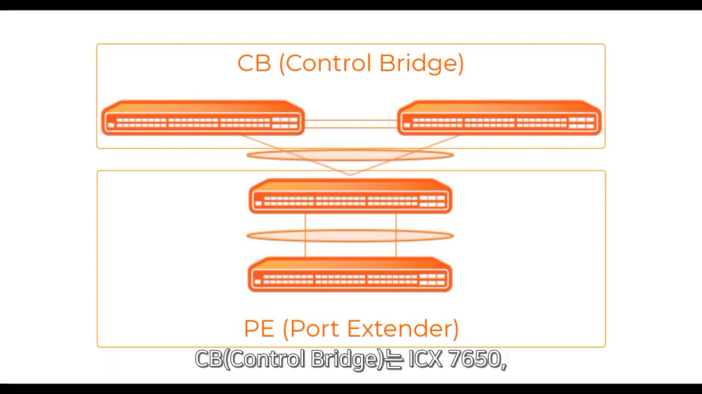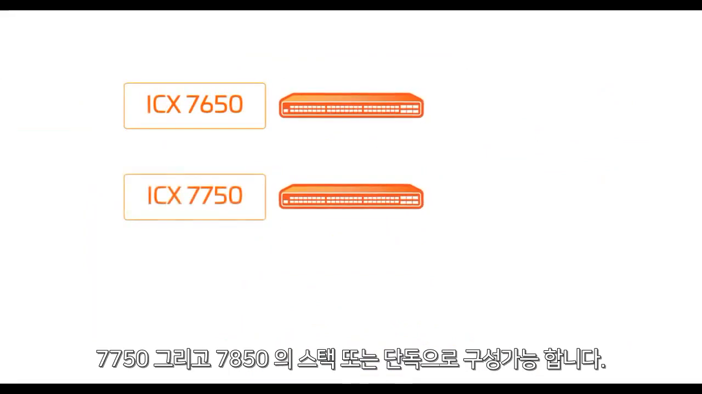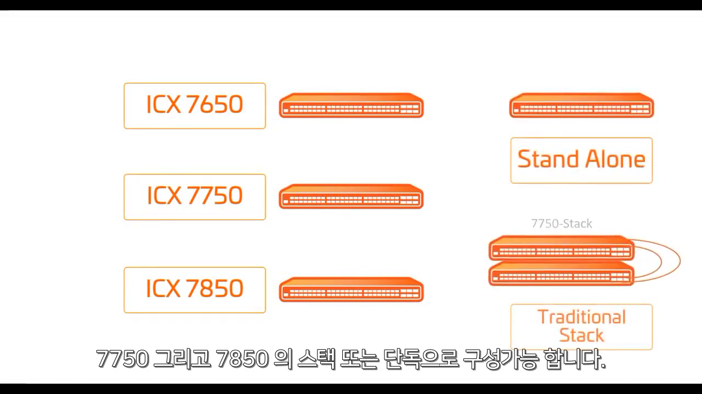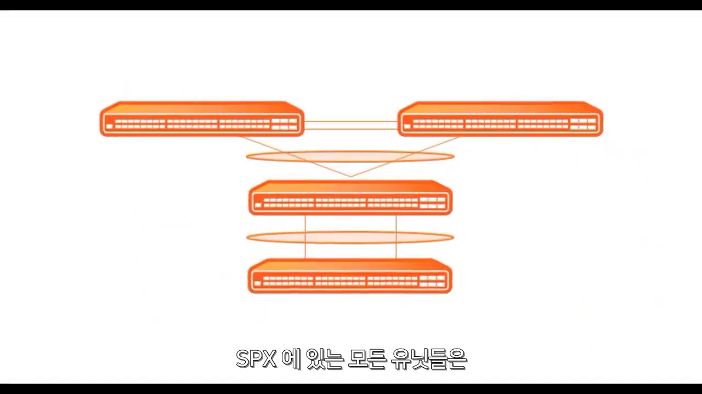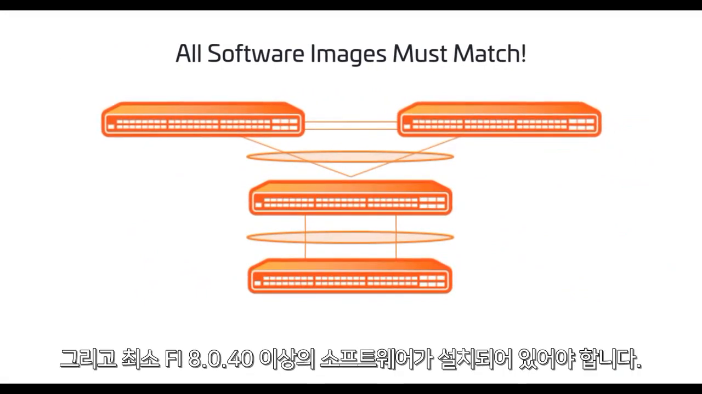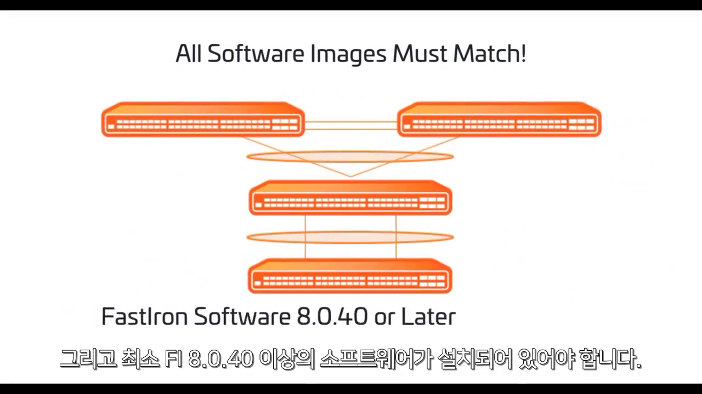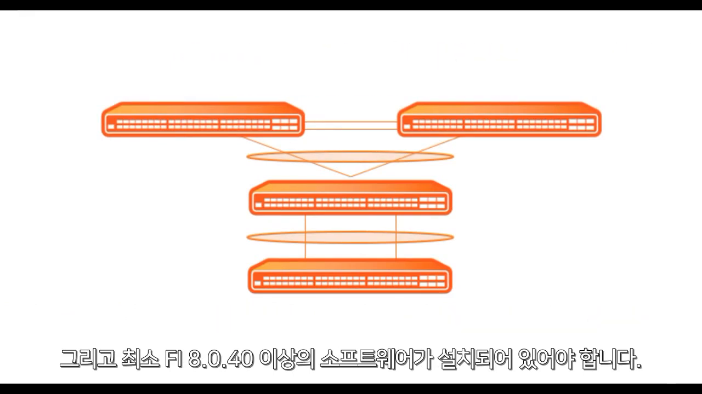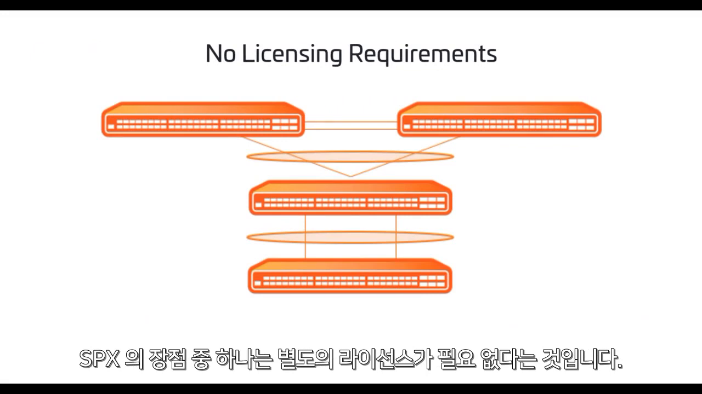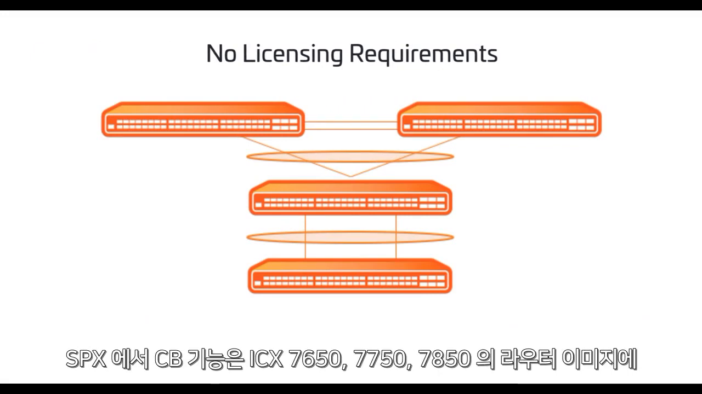The control bridge can consist of any ICX 7650, 7750, or 7850 in a standalone environment or a traditional stack environment. All units in your SPX stack must be running the same software image, and they require FastIron software of 8040 or later. One of the nice parts of SPX is that you don't need special licensing to build your fabric. It's built into the software natively.